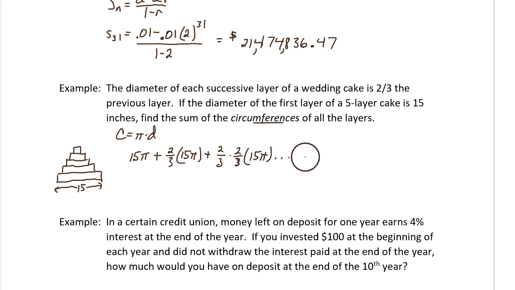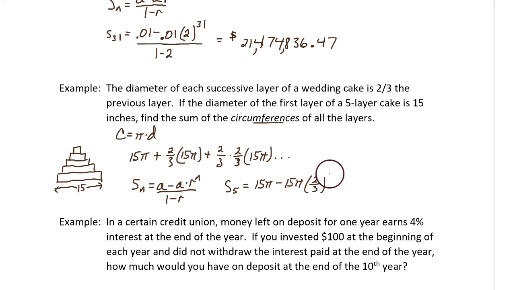Well, instead of writing this all out and getting these fractions that keep building up on each other, let's use our formula. The sum of n terms is equal to a minus a times r to the n divided by 1 minus r. And for this cake problem, we have 5 terms. The first term is 15 pi. 15 pi again, and now the letter r. Our ratio is 2/3. For the letter n, 5. And in the denominator, 1 minus 2/3.